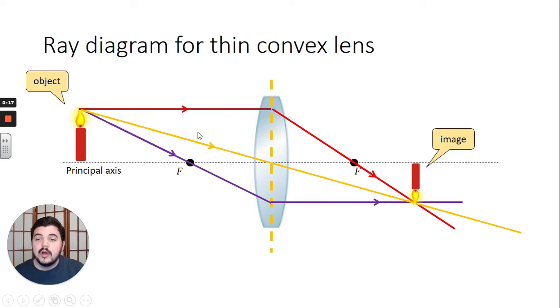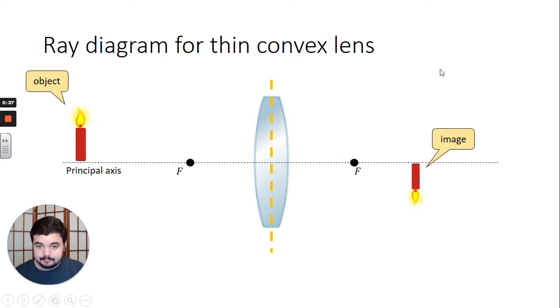We had one ray that passed parallel to the principal axis that then refracts through the focal point on the far side. We had the purple ray that passes the focal point on the near side and it refracts parallel to the principal axis. This ray through the center passes through unchanged and we form an image. This one happens to be a real image.